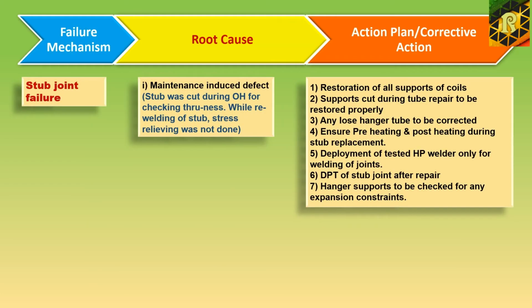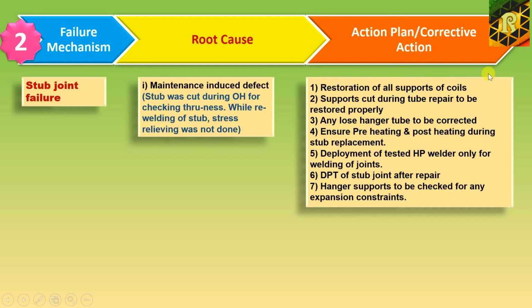Next is stub joint failure. The root cause of this kind of failure is maintenance induced defect. Due to looseness of hangers and supports, this kind of failure occurs mainly. For example, a stub was cut during overhauling for checking throughness, and while re-welding the stub, stress relieving was not done.